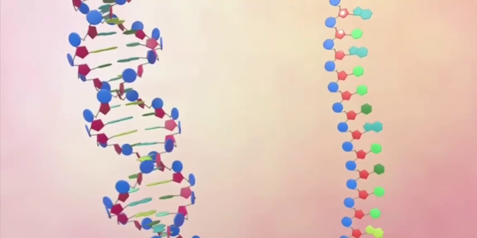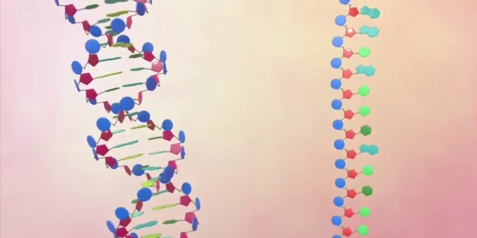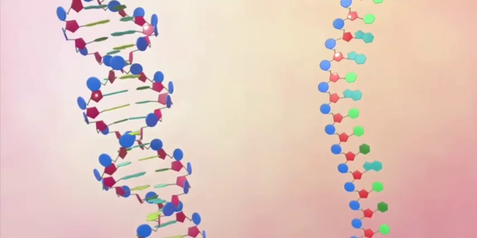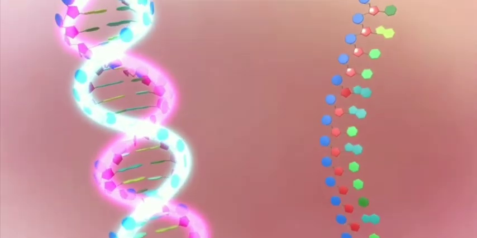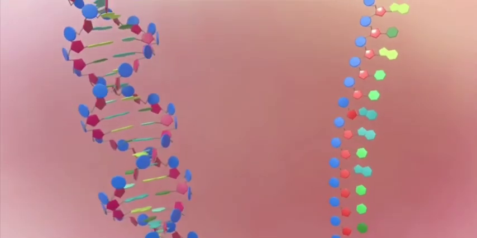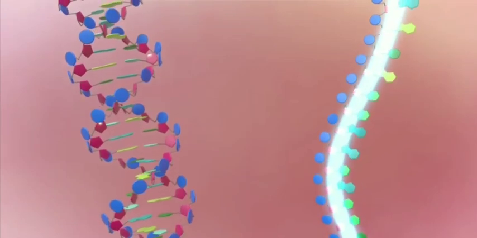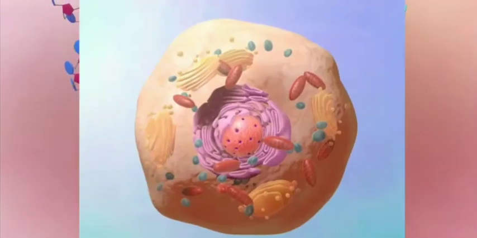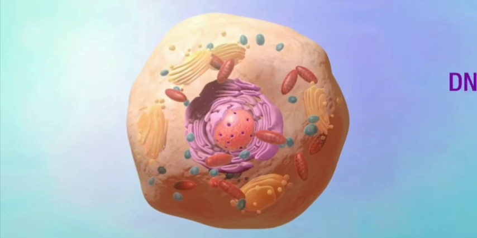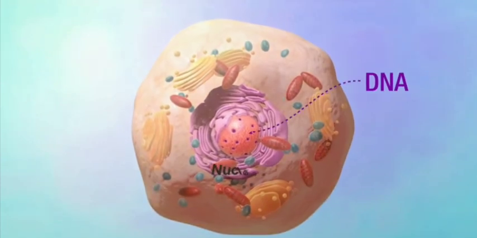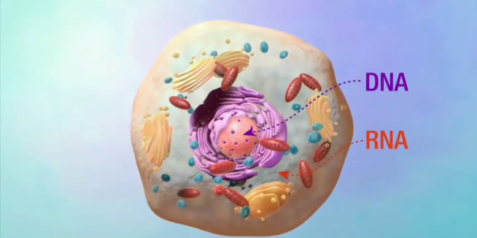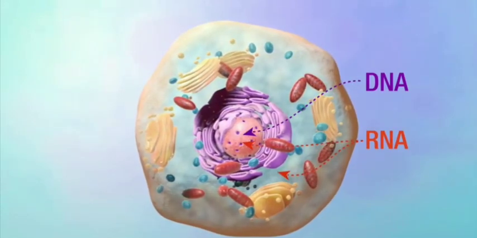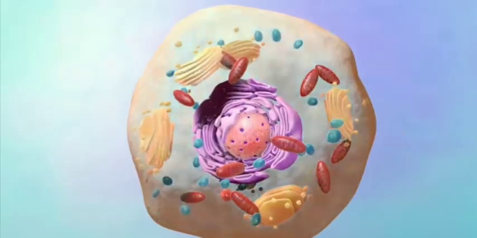Now, let's look at the structure of RNA and see how it compares to the structure of DNA. While DNA is a double-stranded molecule, RNA is always single-stranded. In eukaryotic cells, DNA is found only in the nucleus, but RNA can be found in the cytoplasm as well as in the nucleus.